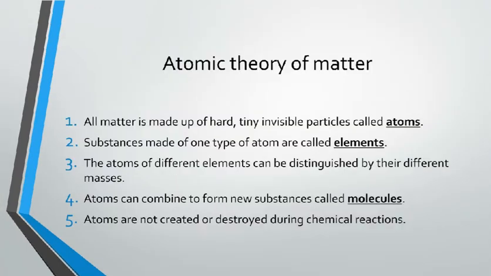John Dalton was a famous English scientist. He did many experiments and came up with the atomic theory of matter. The atomic theory of matter states that all matter is made up of hard, tiny, invisible particles called atoms. Substances made from one type of atom are called elements. The atoms of different elements can be distinguished by their different masses. Atoms can combine to form new substances called molecules. Atoms are not created or destroyed during chemical reactions.